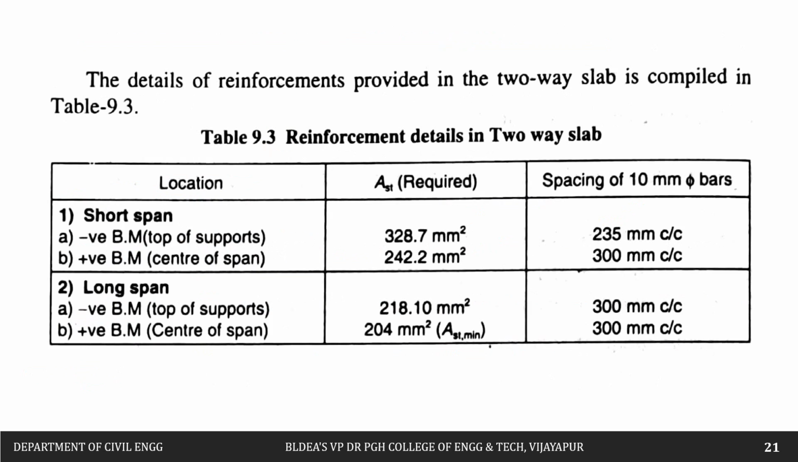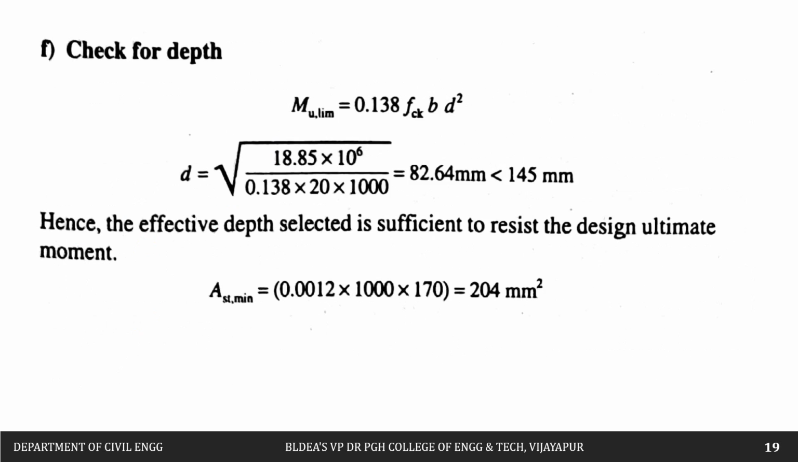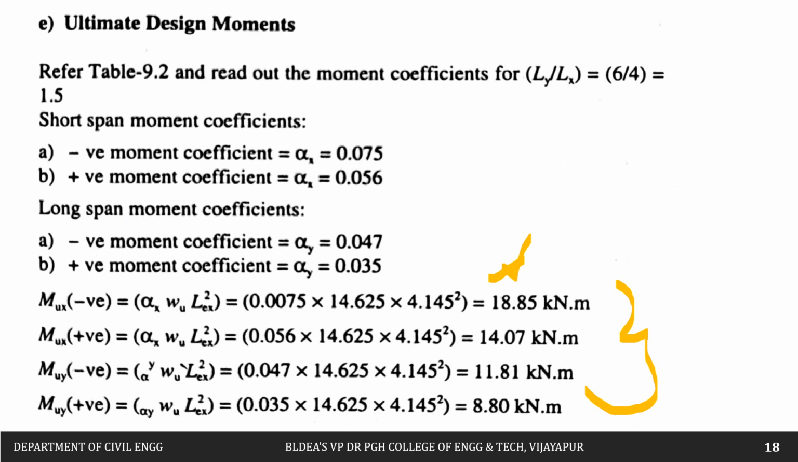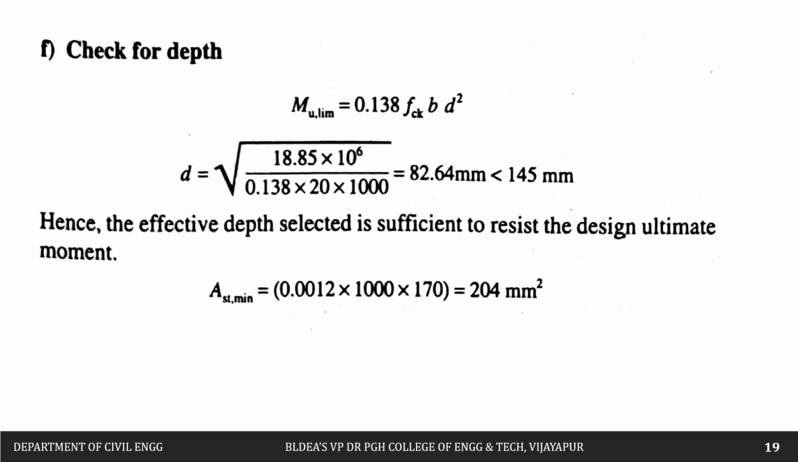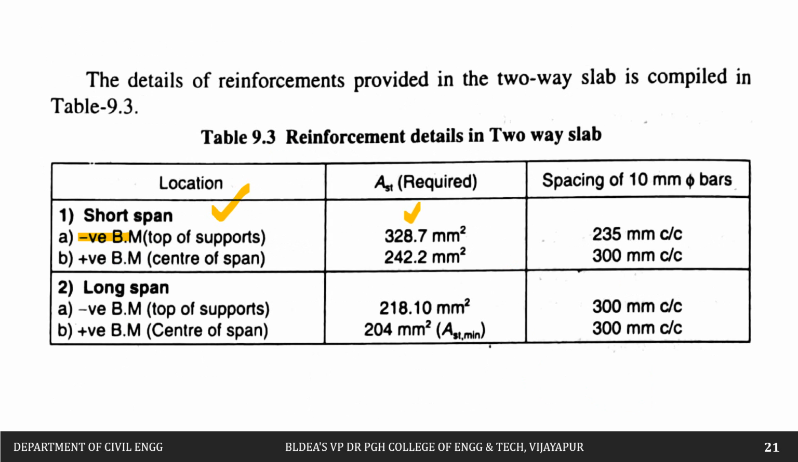So therefore, if you calculate, Ast is equal to 0.5 fck divided by fy into the bracket of 1 minus square root of 1 minus 4.6 into Mu divided by fck b d square. So based on that formula, if you put the moment values that we had calculated earlier here, based on these moments, we are going to get these areas. Ast required will be 328, 242, 218 and 204 mm square.